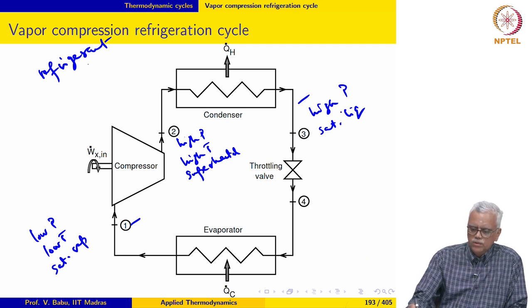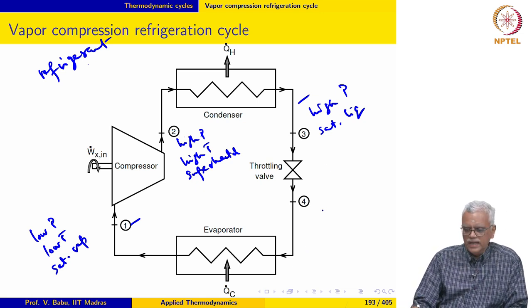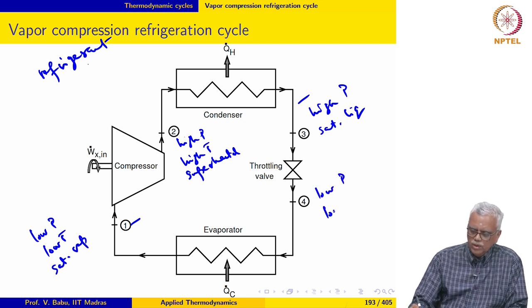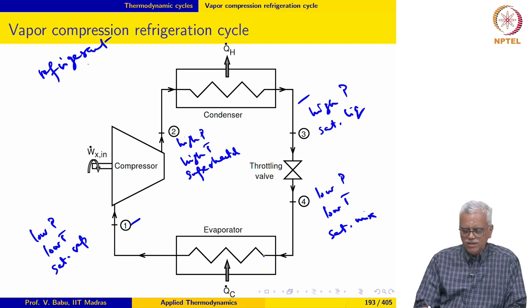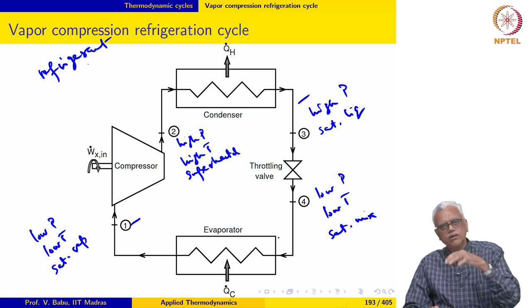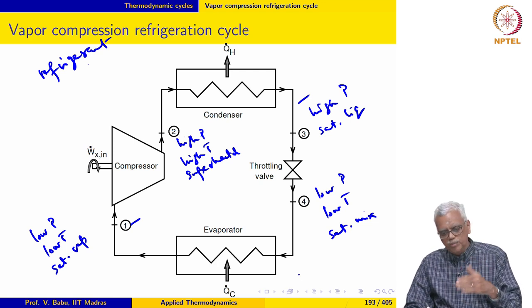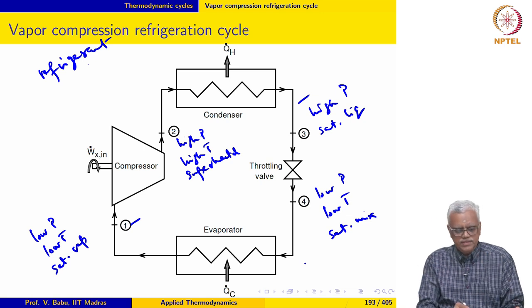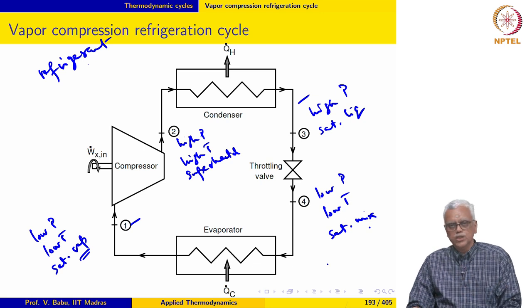Okay. Now, the refrigerant is then throttled in the throttling valve. So, the high pressure, reasonably high temperature refrigerant now comes out as a low pressure, low temperature saturated mixture. The temperature of the refrigerant drops as a result of throttling, and it then enters the evaporator. This is the refrigerator compartment or the air conditioned room. The cold refrigerant picks up heat from the refrigerator compartment, and as it picks up the heat, it undergoes change of phase, going from a saturated mixture to a saturated vapor, and the cycle is repeated.